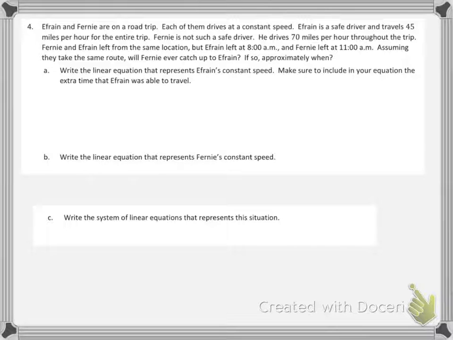If so, approximately when? So let's break this down. We're going to write the linear equation that represents Ephraim's constant speed. And so we're going to go back here and look up Ephraim. Ephraim is a safe driver, it says, and travels 45 miles per hour for the entire trip. Right? So that's it. 45 miles per hour. 45 miles in 1 hour. That's Ephraim. And we need to write an equation.